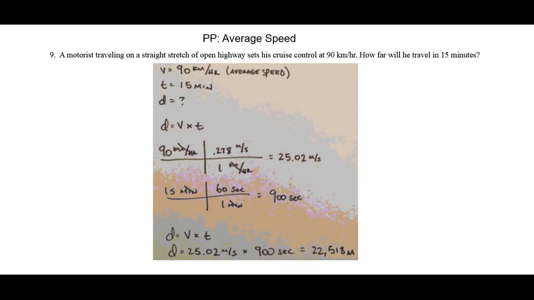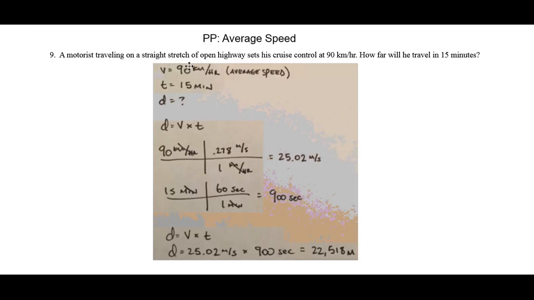All right, problem number 2, which is number 9 on the average speed practice problem set. It says a motorist is traveling on a straight stretch of open highway, sets his cruise control at 90 kilometers per hour. How far will he travel in 15 minutes? So we want to know the distance. Distance is velocity times time. So again, we're using average speed here because he has cruise control and he's not speeding up or slowing down. So that 90 kilometers per hour is his speed the whole time. So it's an average speed. The time he traveled was 15 minutes.